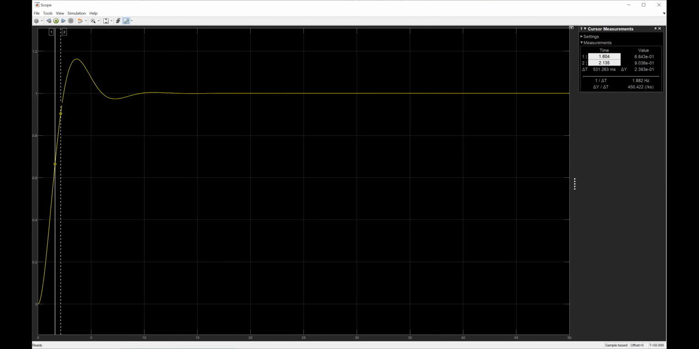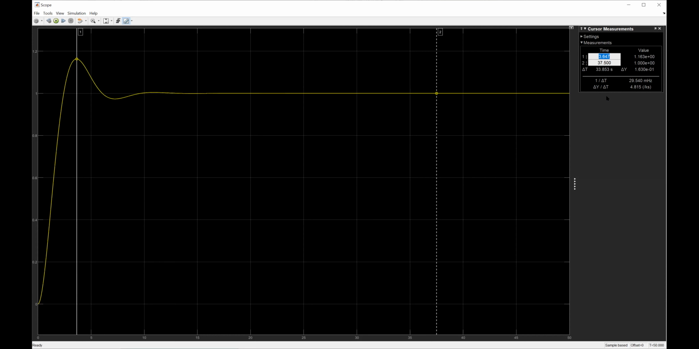1.16. So you can see the value is 1.16, and that is called percent overshoot. So the system output is 1, but in this case, the system has overshot by 16%. The system has gone to 1.16. So the overshoot of this system is 16%.